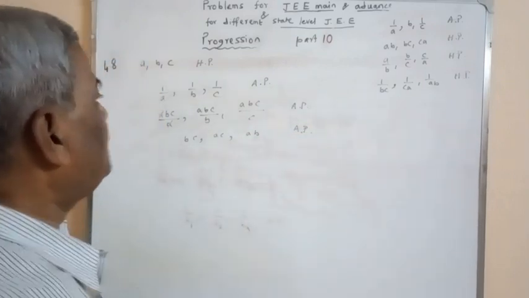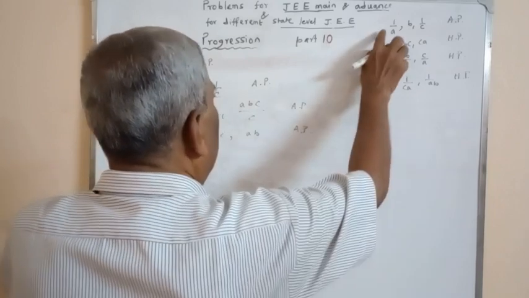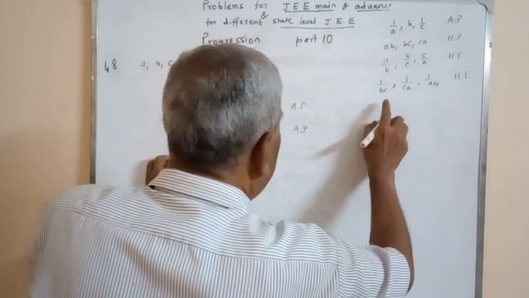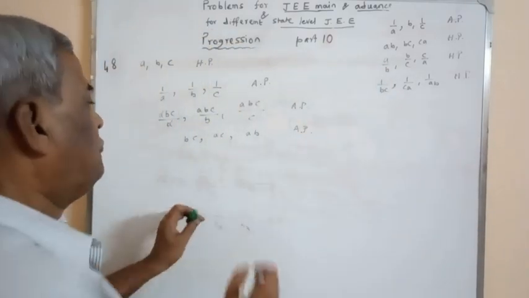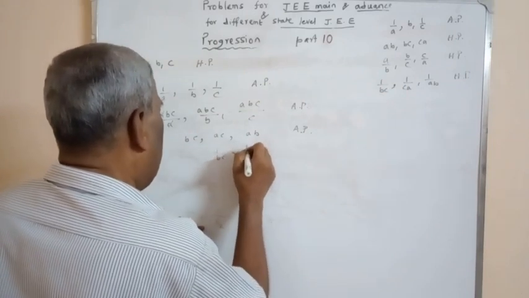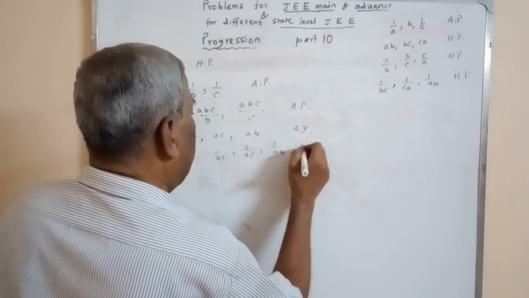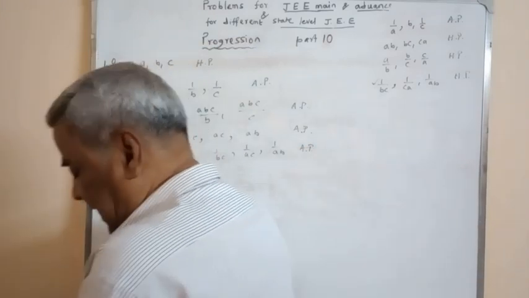But now see the options. This is not possible. This one is possible. That is, they are in AP, therefore, taking reciprocals, 1 by BC, 1 by AC, and 1 by AB are in AP. So this option is correct. That's option D. Next.